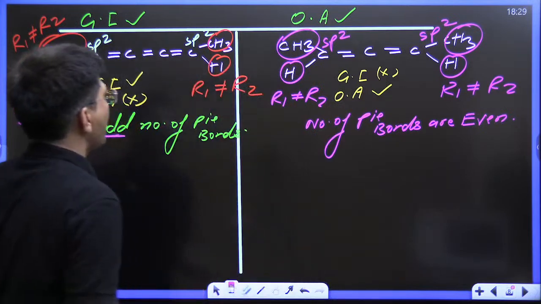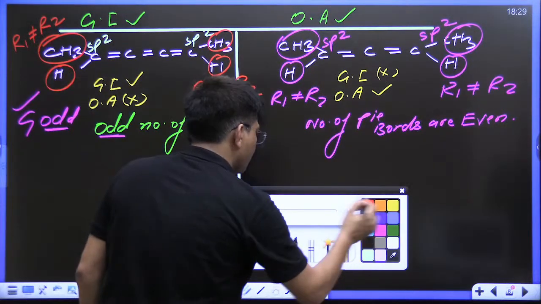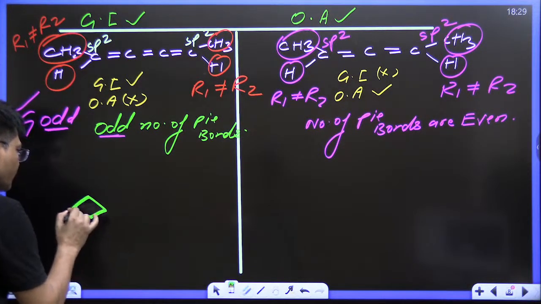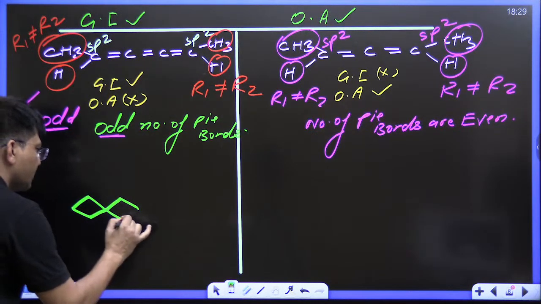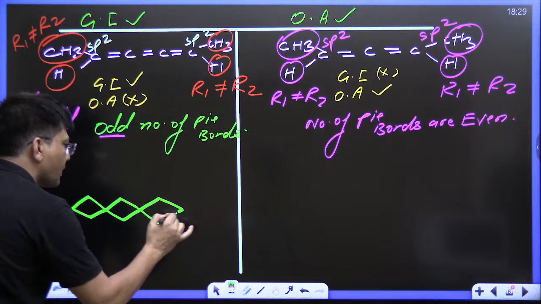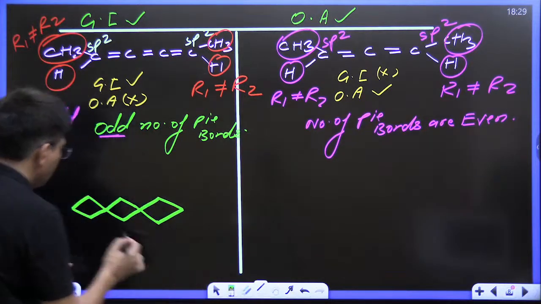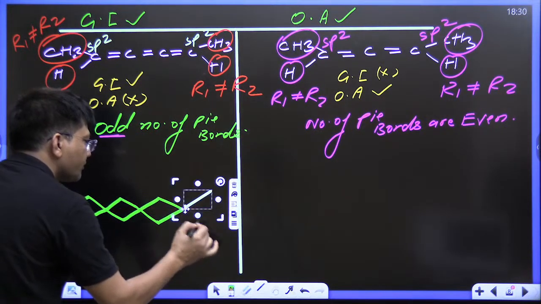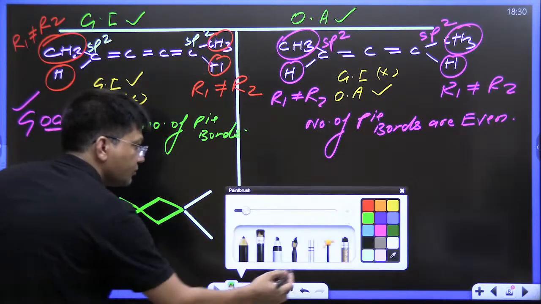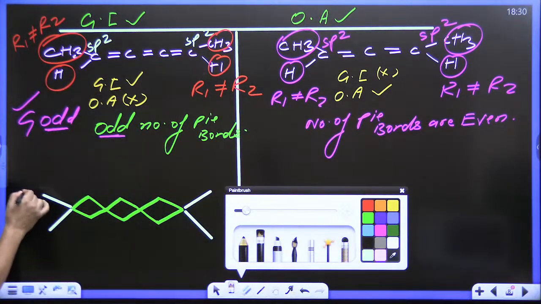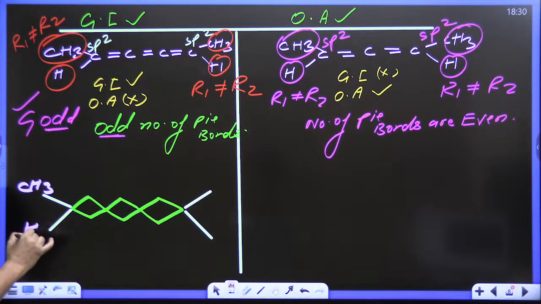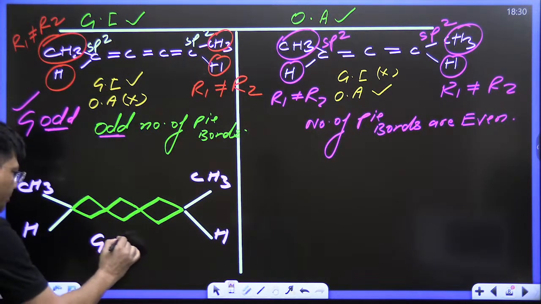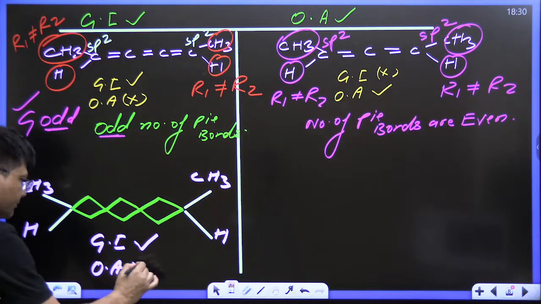Now see, kids, what I am going to tell you. In place of pi bonds, if you see a compound like this, just try to focus over here, kids. In place of pi bonds, what have I drawn? Number of rings. If the number of rings is odd, and R1 is not equal to R2, this is suppose CH3, this is hydrogen, this is CH3, this is hydrogen, it will show GI, but it is not optically active.